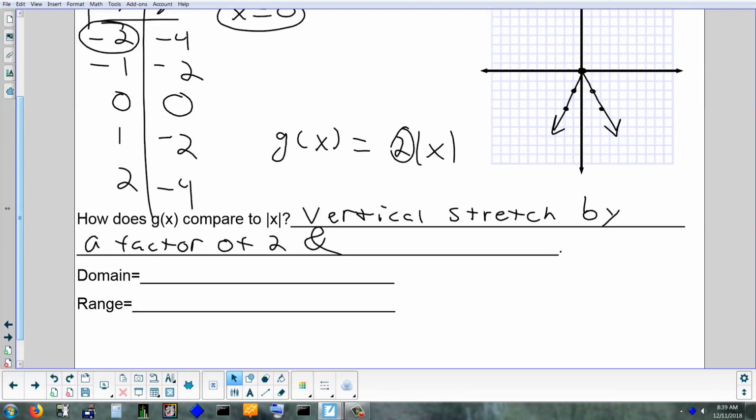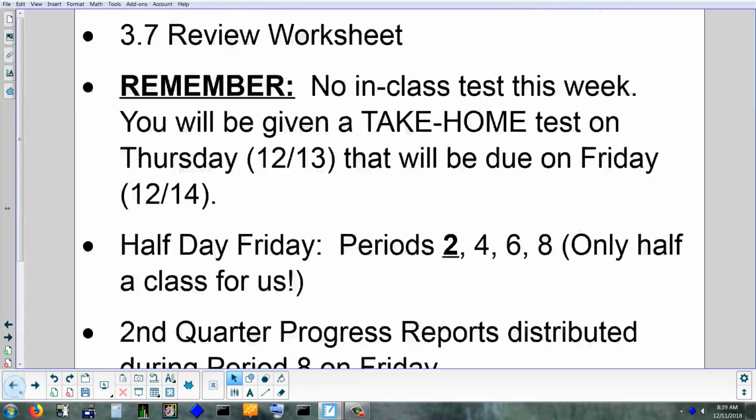So vertical stretch by a factor of 2 and reflect over the x-axis, because there's a negative and a 2. All right, so tomorrow if we need to, we'll finish up the domain and range. I think we need to go over that again. Okay, now this is happening.